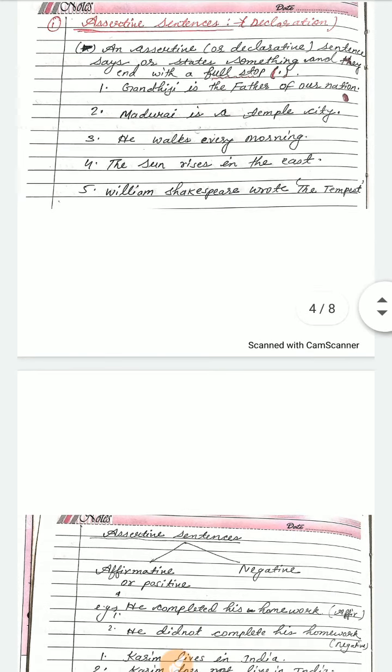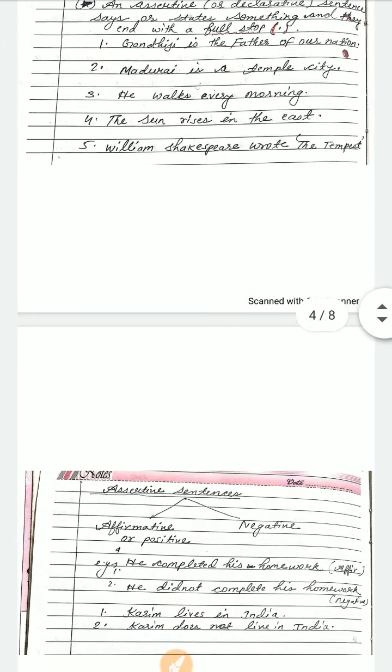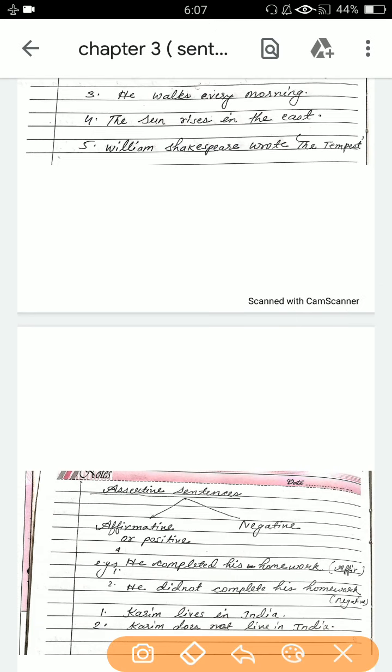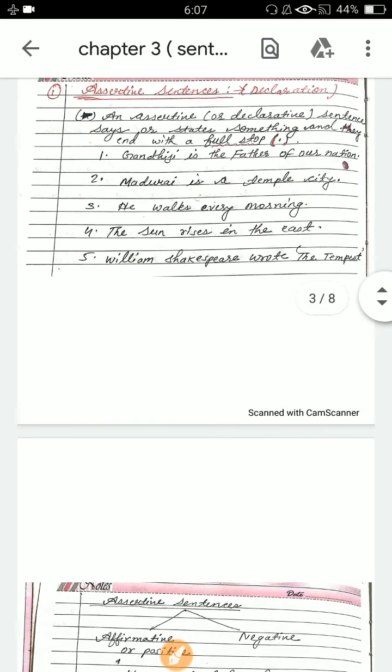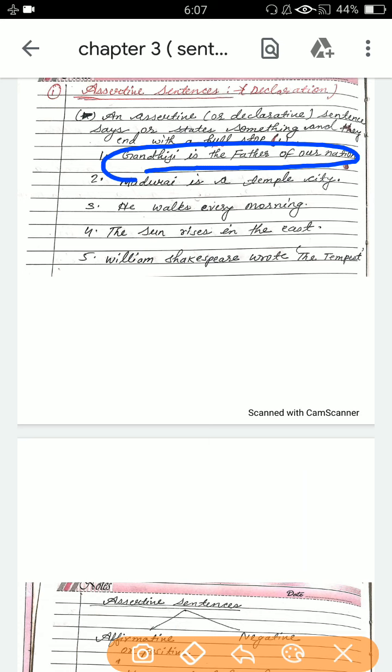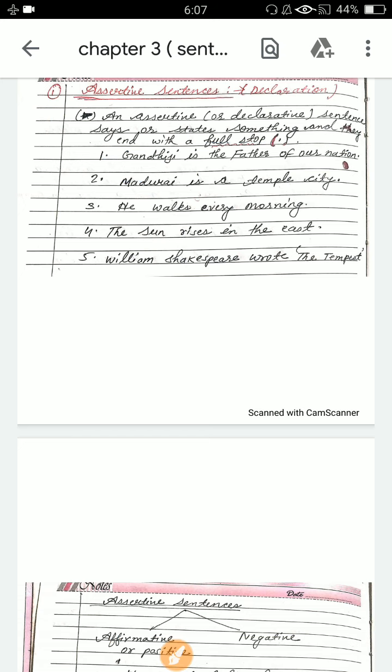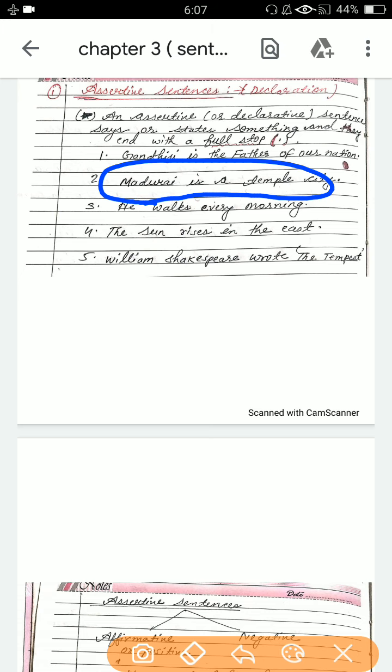The first example is: Gandhiji is the father of our nation. Here, it's conveying a statement about Gandhiji, that Gandhiji is the father of our nation. The second example: Madurai is a temple city. It's providing information about a city, Madurai, that Madurai is a temple city.